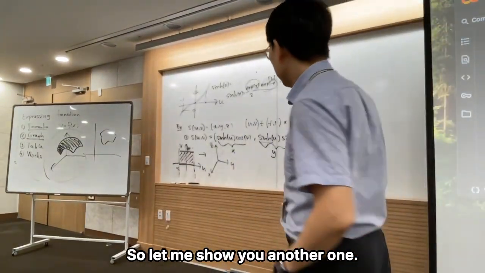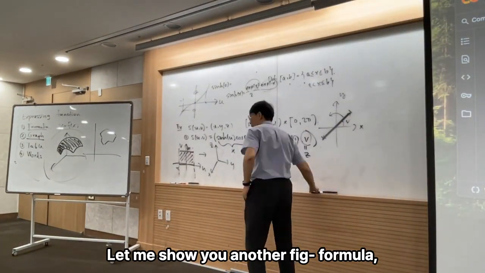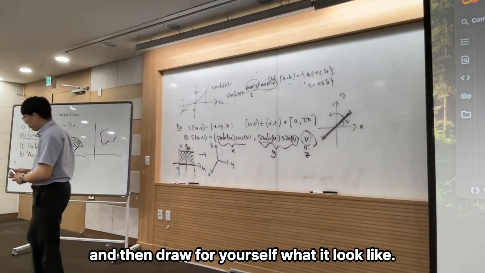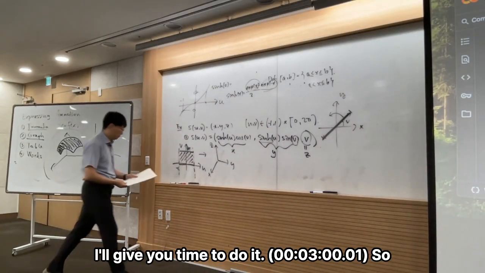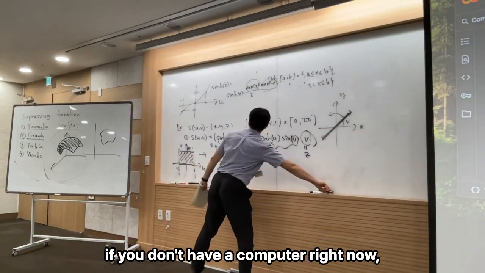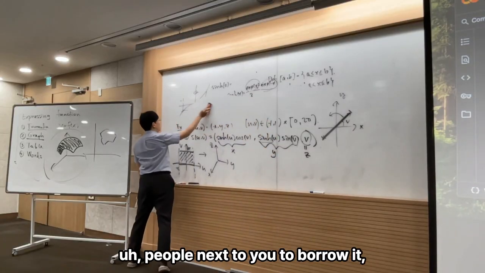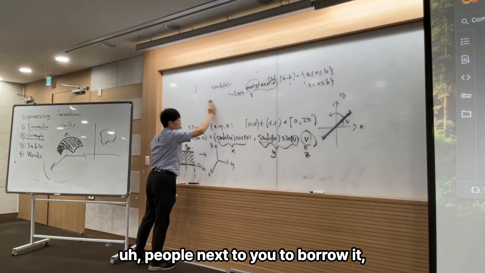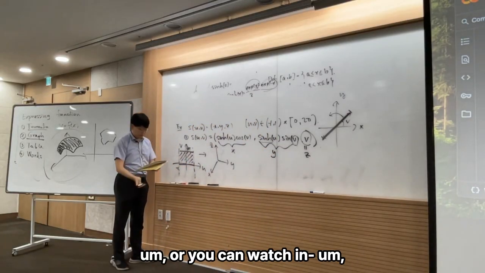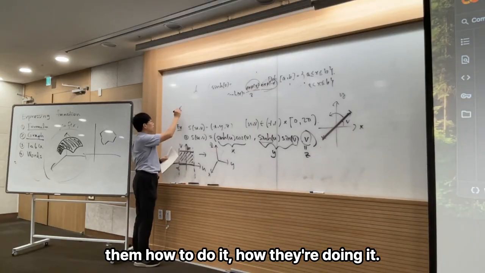So let me show you another one. Let me show you another formula and then draw for yourself what it looks like. I'll give you time to do it. So if you don't have a computer right now, you can ask people next to you to borrow it, or you can watch how they're doing it.